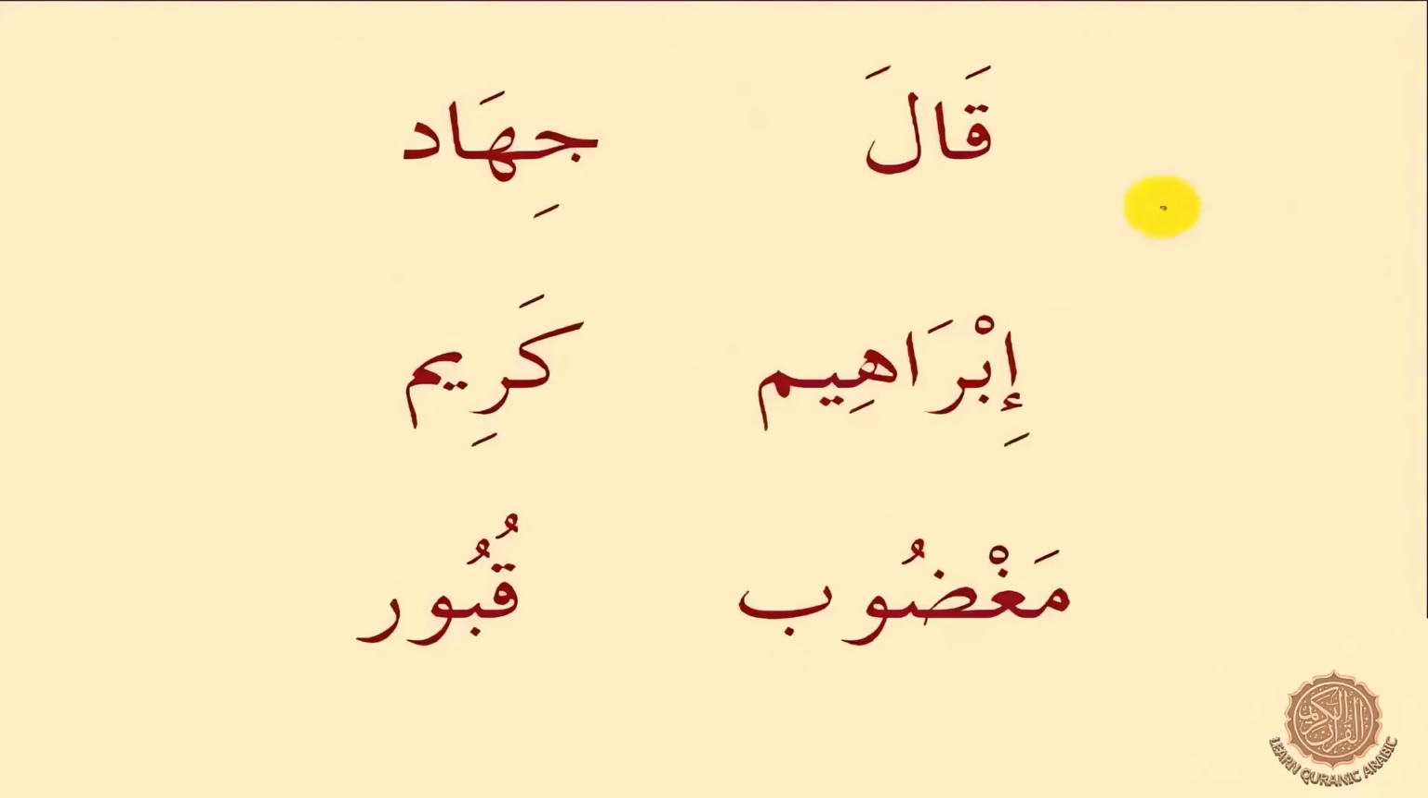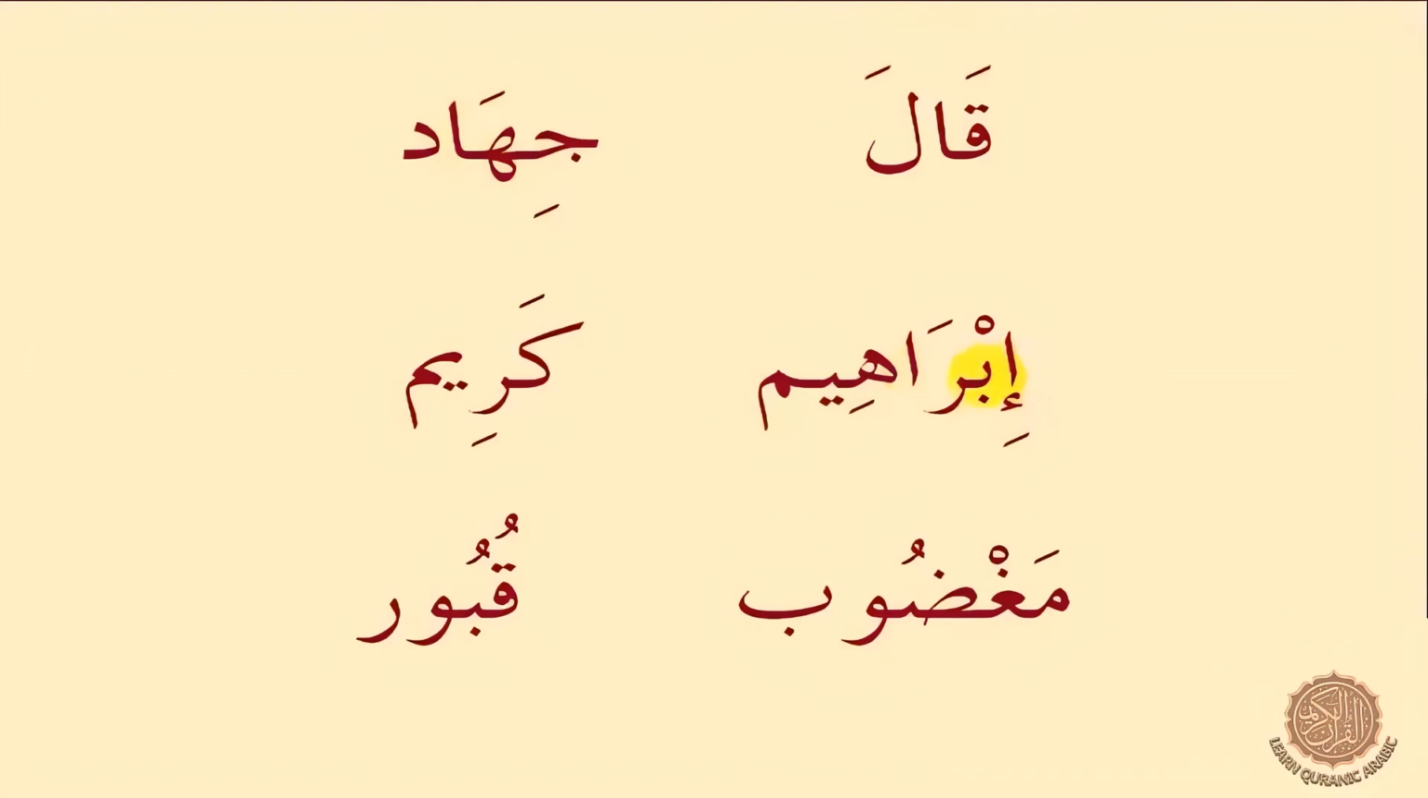First one here is qala. Notice the elongation of the A sound. Qala, not qala. So we have the fatha on the qaf, followed by the alif. Next word is jihad. So we have here ji, that's the first syllable, and then had, jihad. So you notice here we have a fatha on the ha, followed by the alif, and that gives the elongation of the A sound.